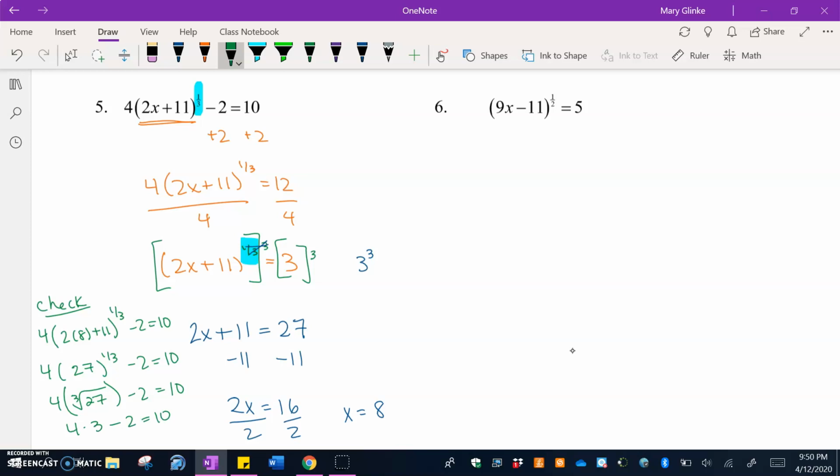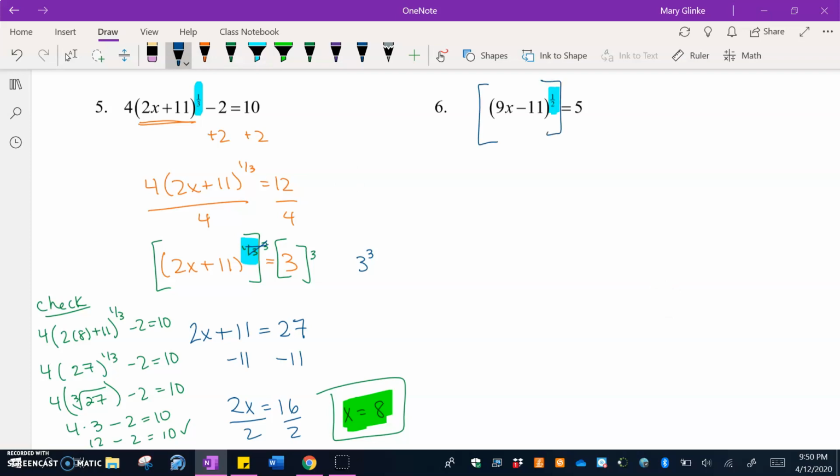And so we're doing 12 minus 2, and we do get 10 when you simplify that. So x equals 8 is our solution. So we're going to do the same thing with the next one. We want to get the radical by itself, and that radical is that 1/2 power here. It already is by itself.